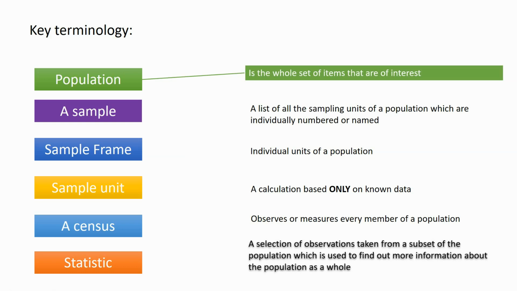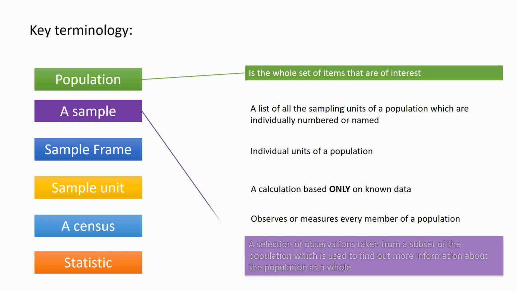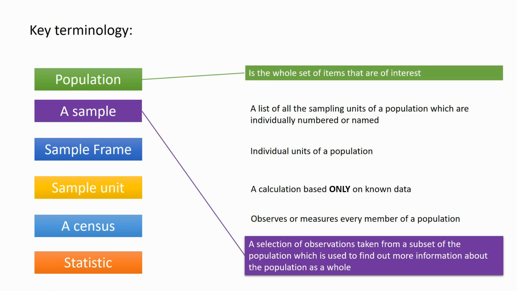Now, if that population is large, we may not want to ask every single person, through time or money, for example. So we can use a sample. Now, a sample is a selection of observations taken from a subset, like a mini group within the population, and we're going to use that to find out more information about the whole population. Okay, so sample sizes vary, maybe 50, maybe 100, depends on how many people are in the population.